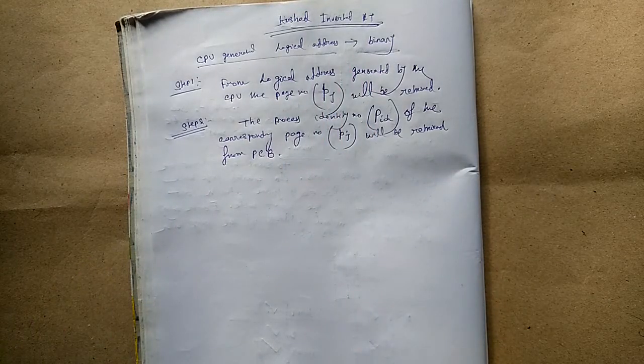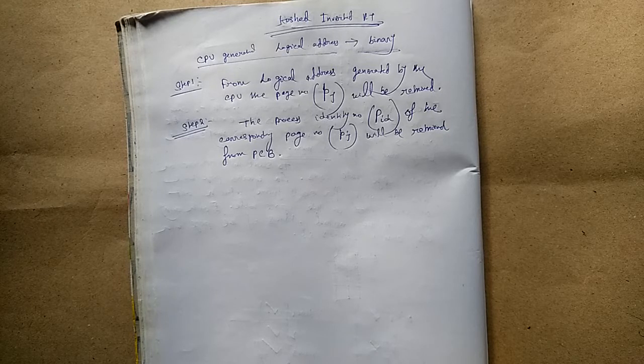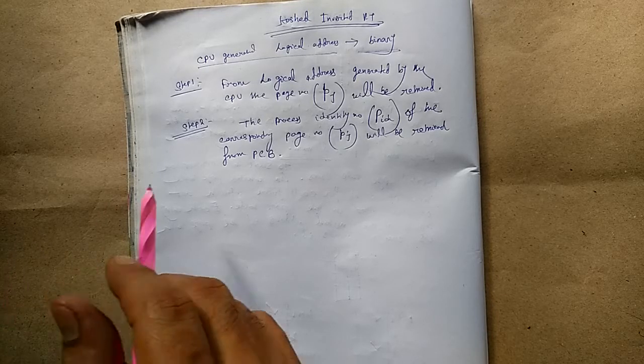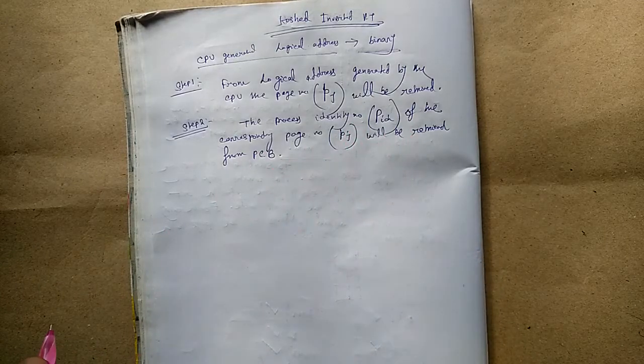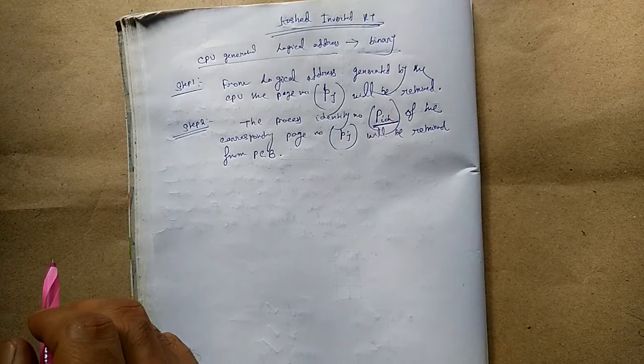So the first step is, from the logical address generated by the CPU, we have to convert it into binary, and we know how to get the page number from the binary number. The binary number was divided into two parts using the page size. The left part was the page number and the right part was the page offset. So that was the procedure to compute the page number. Next, the process identity number of the corresponding page number will be retrieved from the PCB. The process identification number is denoted as PID.